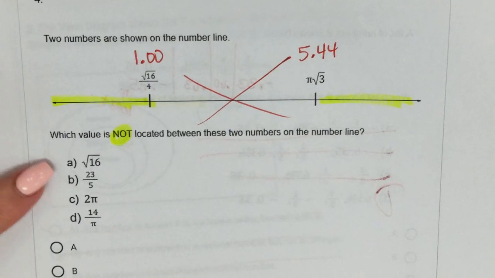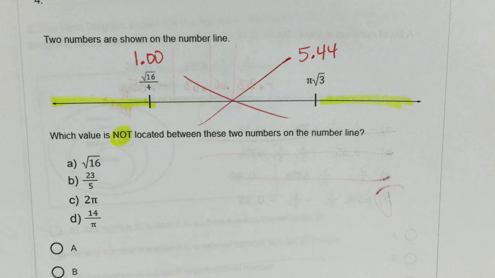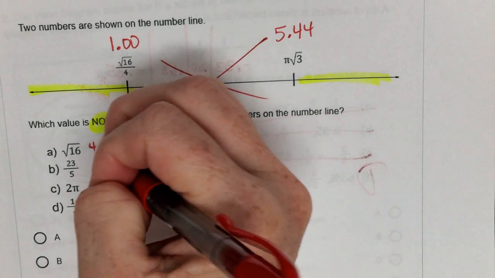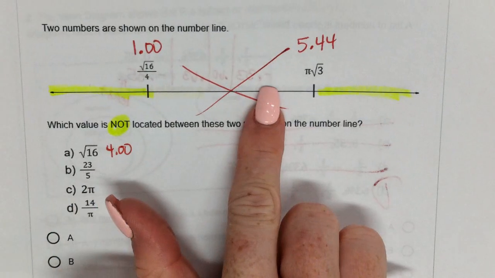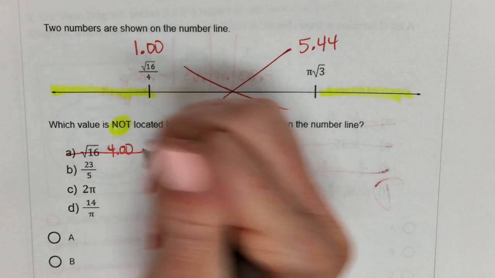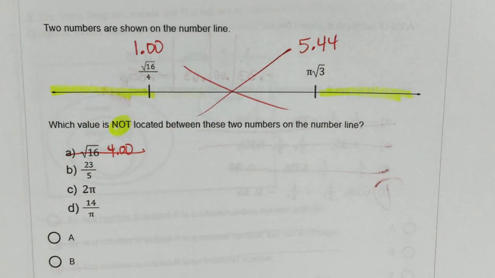So what are we going to change these numbers to? Decimals. So the square root of 16 is $4. Would $4 fall between here? Yes, it would. It's between $1 and $5, so that's not my answer because I'm looking for the one that doesn't fall in the middle.